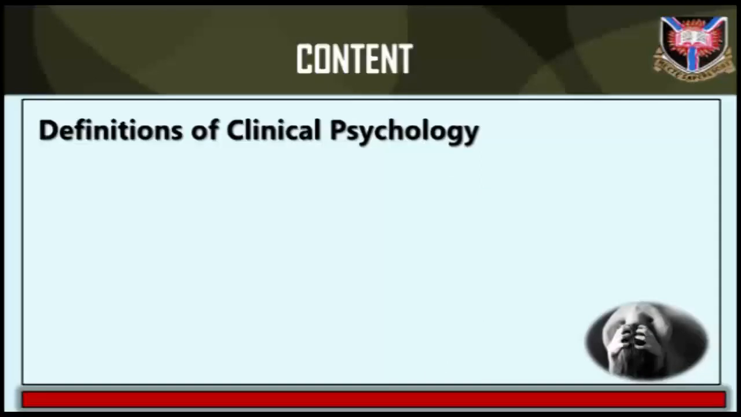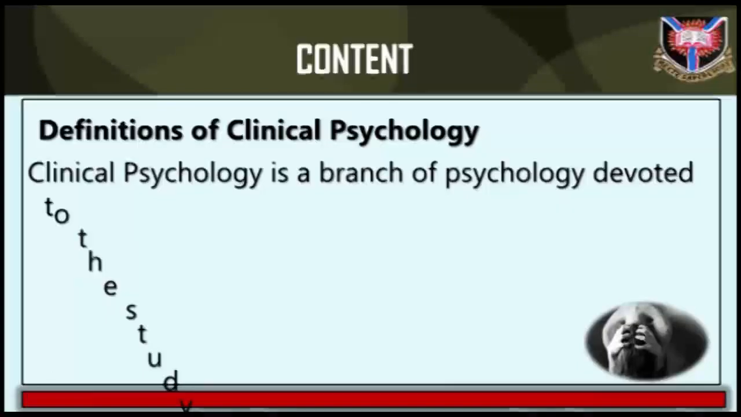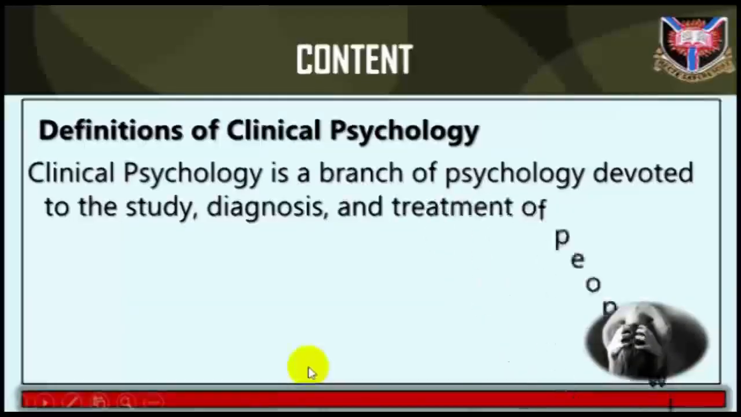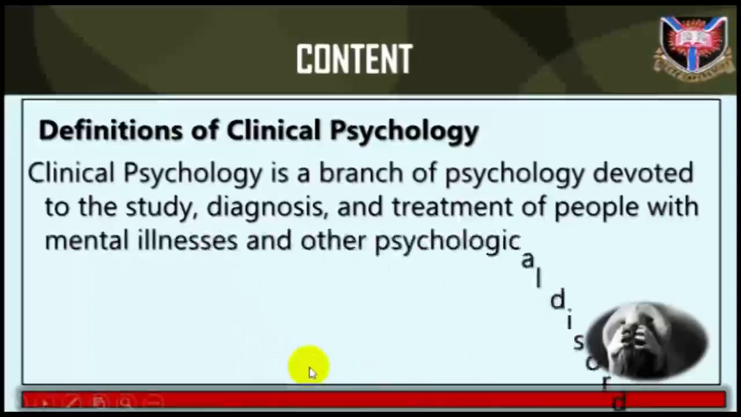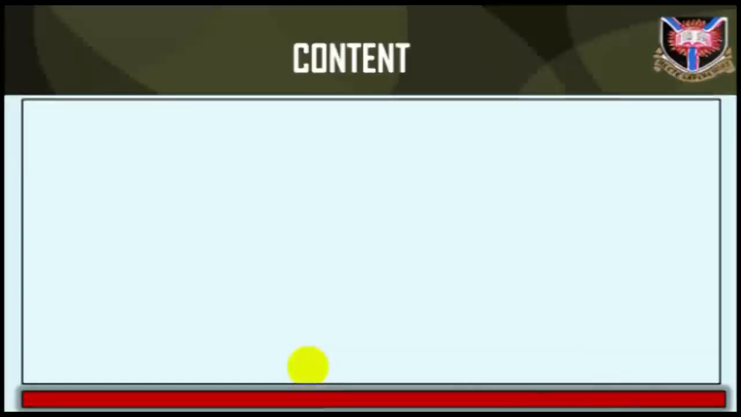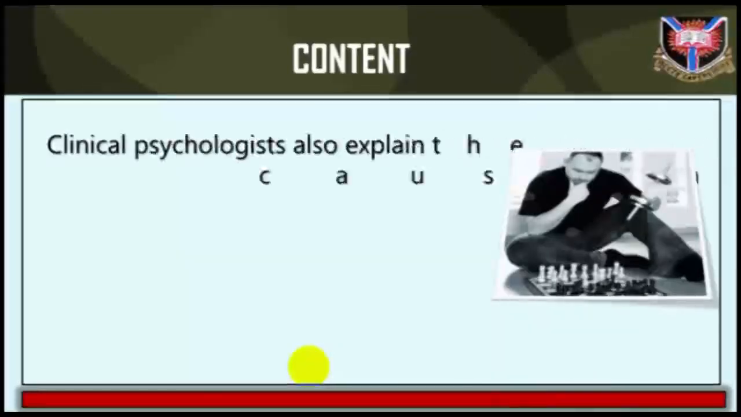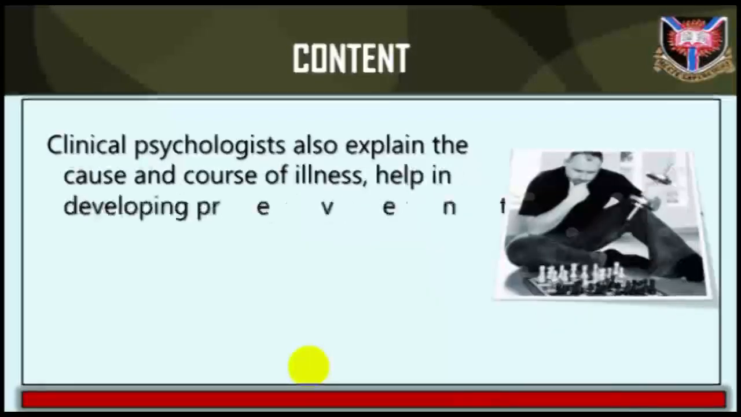Definitions of clinical psychology. Clinical psychology is a branch of psychology devoted to the study, diagnosis, and treatment of people with mental illness and other psychological disorders. In other words, clinical psychology is an area of specialization in the field of psychology that utilizes the theories and principles of psychology to help individuals live a stable and normal life.